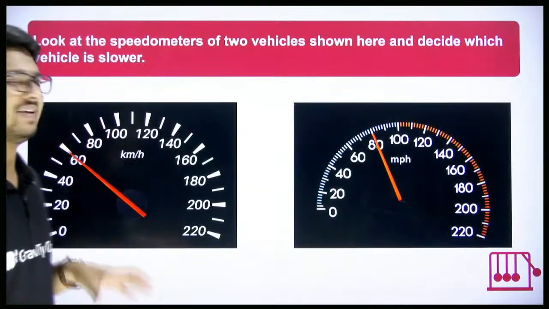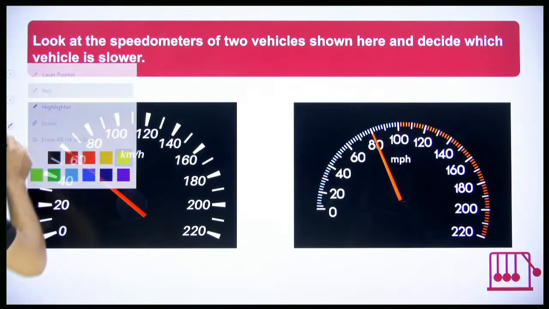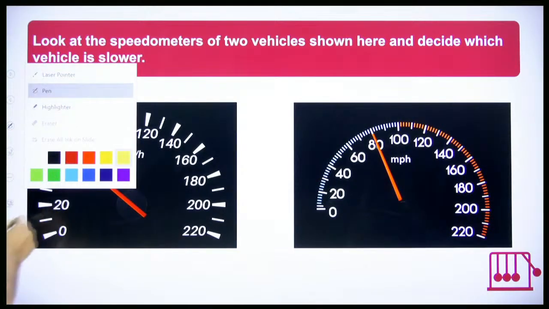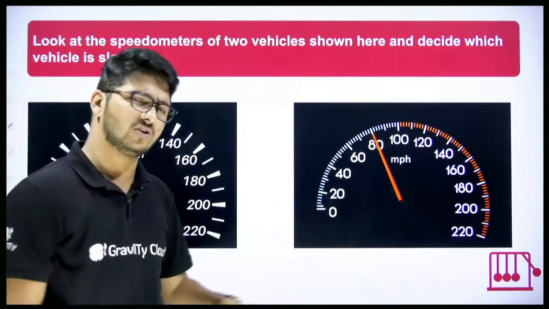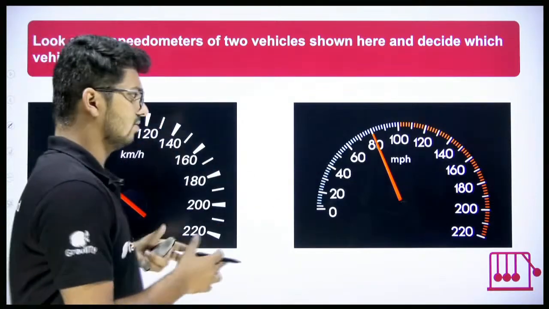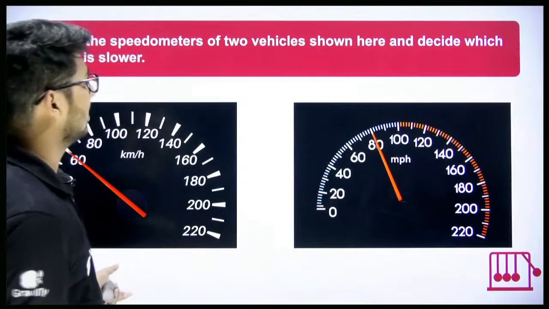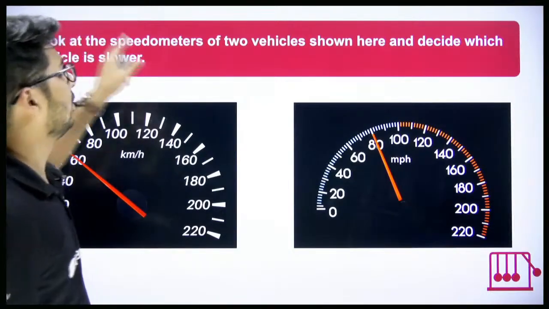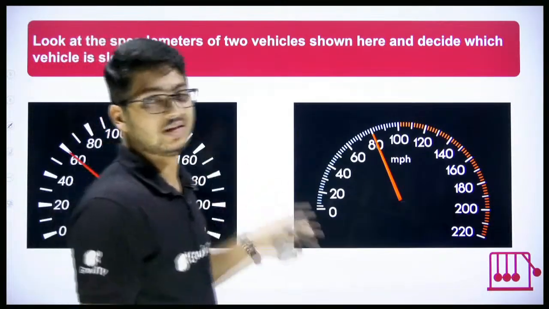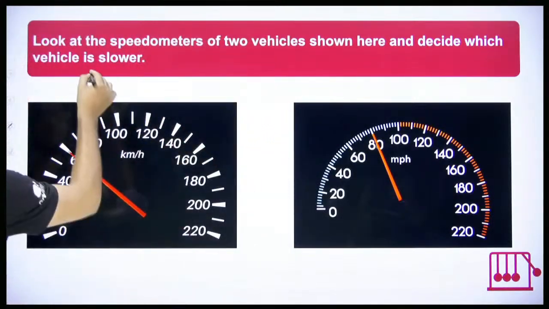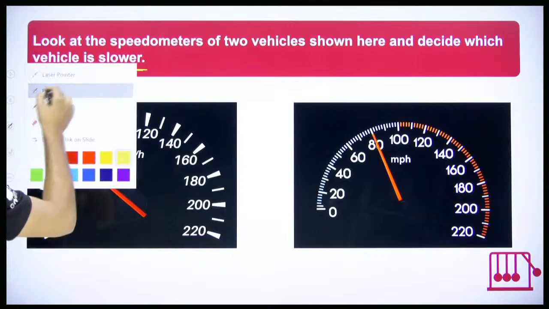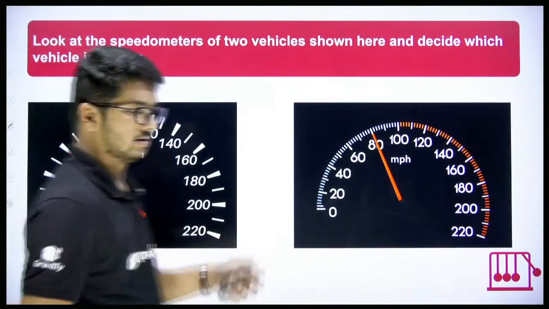Clear? Good. So, a very simple question to all of you. What is that? The question is this. Look at the speedometers of two vehicles. You can think of them as two different cars. Look at the speedometers of the two vehicles shown here and decide which vehicle is slower.